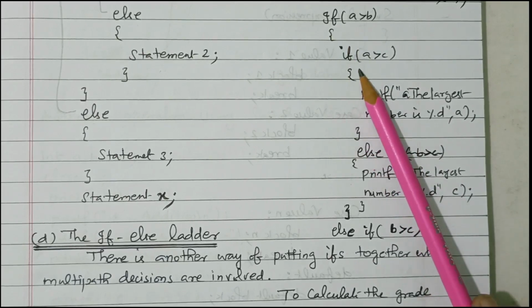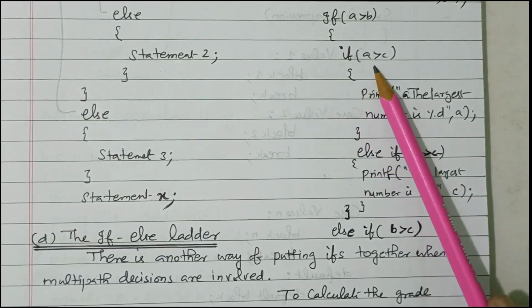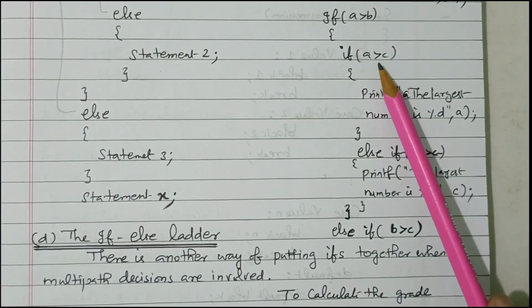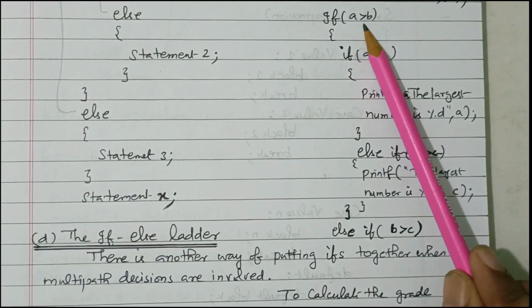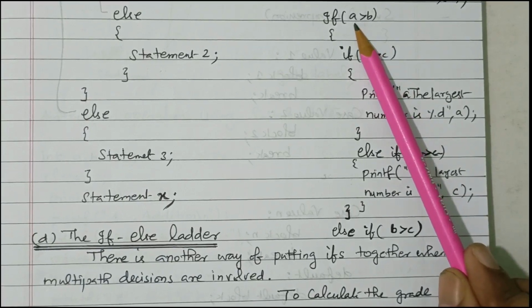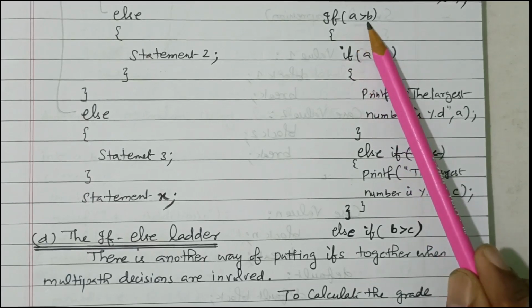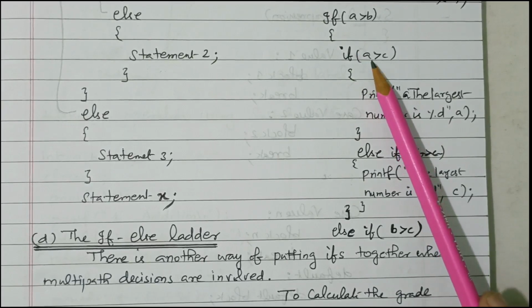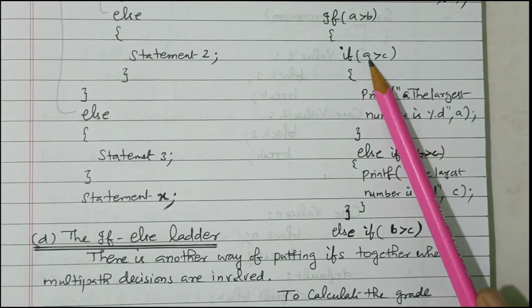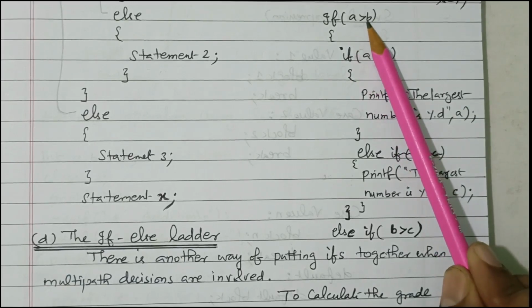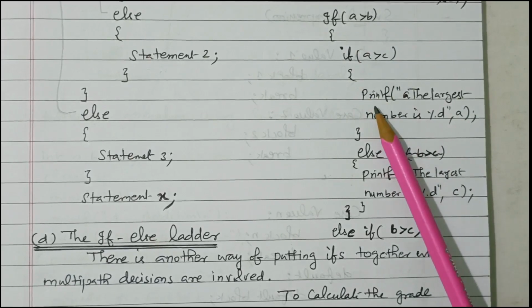It will go inside. Here we have one more condition, because a and b are verified. Now we need to verify a with c, right? If this condition is true, it means a is greater. But we need to check whether a is greater than c. A greater than b is verified. Suppose this condition is also true. What is the meaning? A is greater than c as well as a is greater than b. So a is the greatest number.